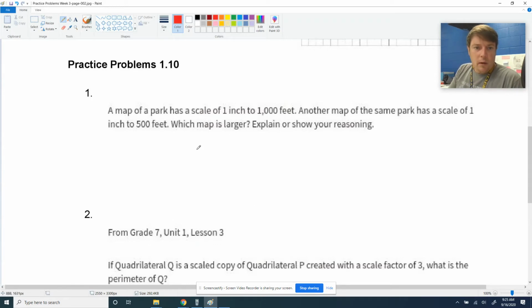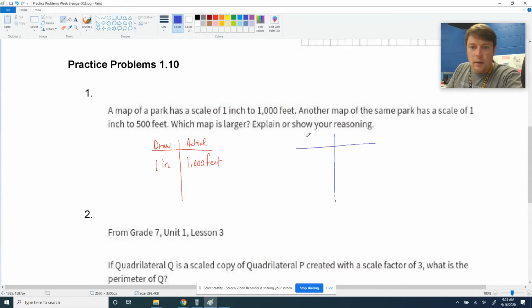One map of a park has a scale, and I'm going to do this with a small table. It has a scale, so drawing to actual. Always good to do this table when you have a scale, where 1 inch is 1,000 feet. And the other one, I'll do in blue over here, has a scale where 1 inch is 500 feet, the actual size. And the question is, which map that you draw would be larger?